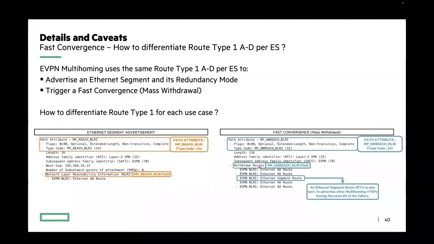The only thing to note here, in addition to what I've just mentioned, is that you can also find RT4, because this RT4 will be used by the failing multi-homing VTEP to advertise to the other multi-homing VTEP that it has a failure on the given Ethernet segment.